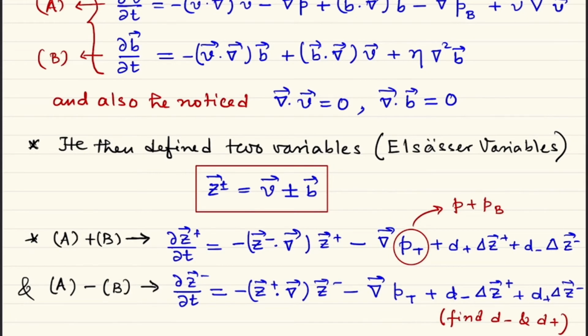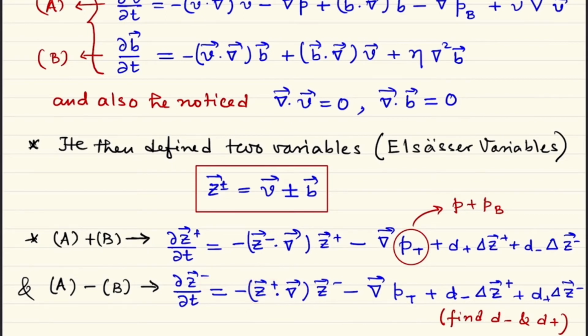Now the interesting thing is that we have the evolution equation for two variables, which are the Elsasser variables Z plus and Z minus. So for Z plus, you see that the advective term contains Z minus, and for Z minus, the advective term contains Z plus.